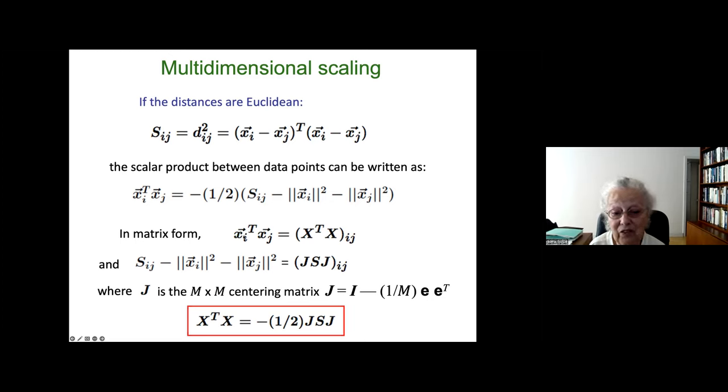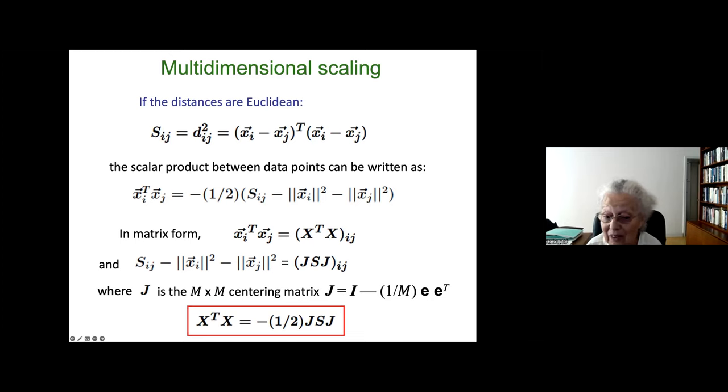Now, in matrix form, this scalar product between xi and xj is just the ijth component of X transpose X. And then you can do a little bit of algebra and realize that what I had on the other side of the equation, which is the distance minus the norm squared of the point i minus the norm squared of the point j, can also be written in matrix form by thinking that I'm operating on the matrix S on the right and on the left by what is called a centering matrix J, where the centering matrix J is the identity minus 1 over M times a matrix full of ones, E E transpose. So E is a column vector that has all ones, and E transpose is a row vector that has all ones. So this is a rank one matrix that has all ones, and I normalize it by 1 over M.